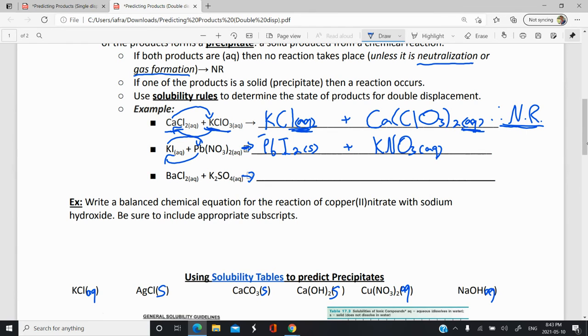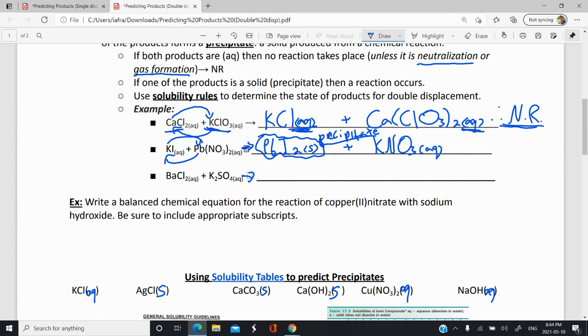So this here is a precipitate. This is a precipitate that formed, and so that means that we have a reaction that happened. This is actually the yellow precipitate you saw in the previous picture with the demonstration there. So we have a reaction that happens because we have a precipitate. Let's take a look at the next one.